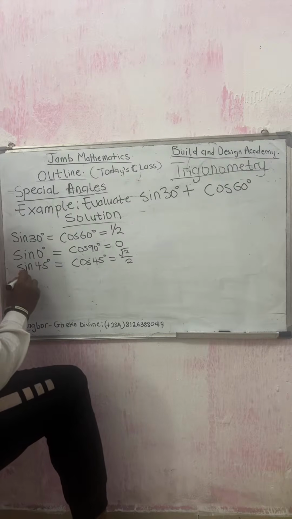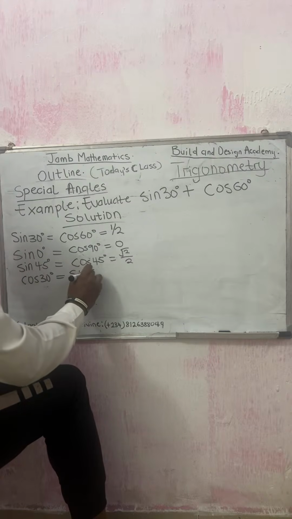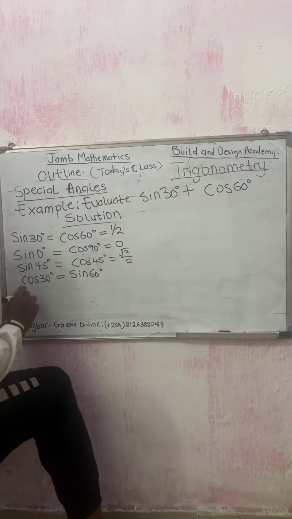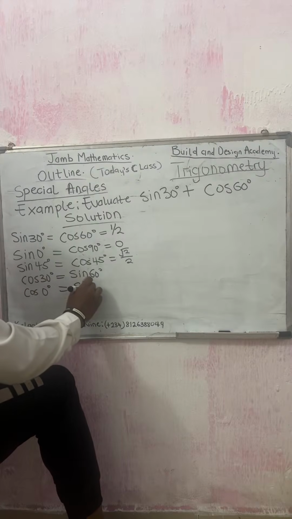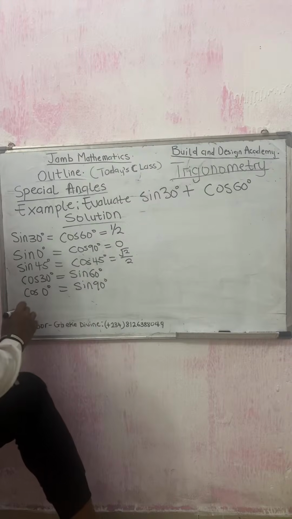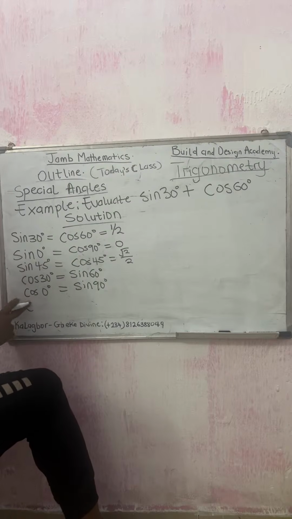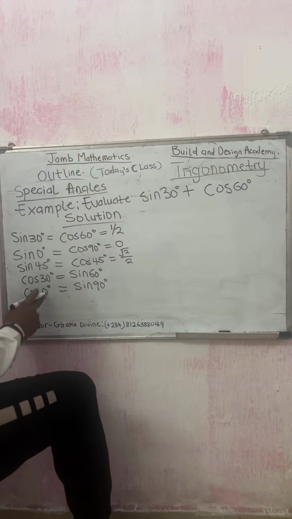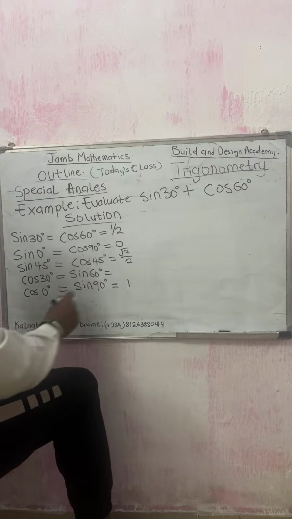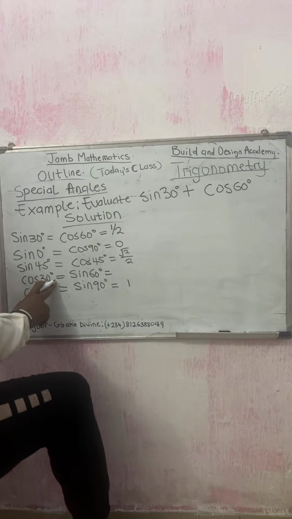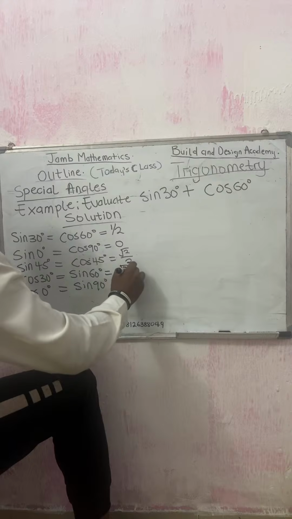Okay, now let's just do for cos too. Cos 30 degree is the same thing as sine 60 degree. Take note of that. And cos 0 degree is the same thing as sine 90 degree. And we know that cos 45 degree is the same thing as sine 45 degree. We've written that one already. So now, cos 0 degree, which is sine 90 degree, is equal to 1. And cos 30 degree, which is sine 60 degree, is equal to root 3 over 2.